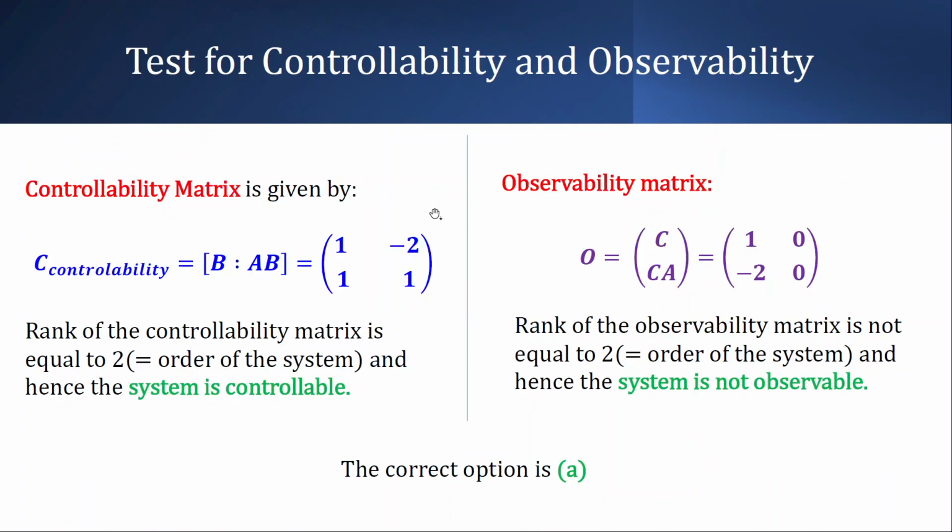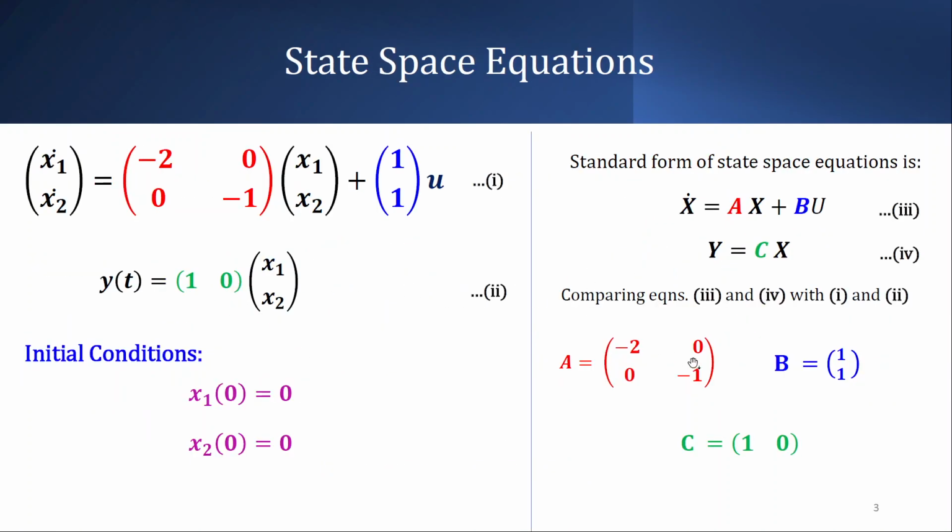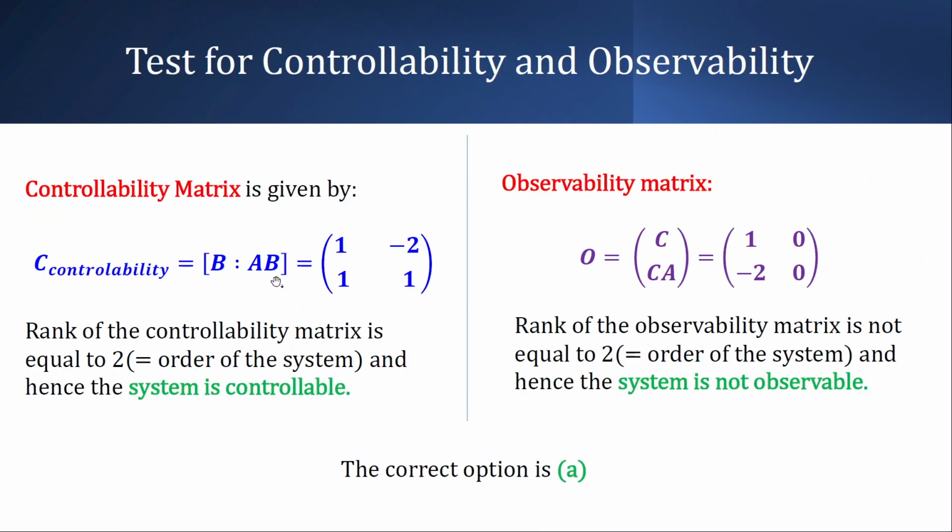To do the controllability test, we need to use the Kalman test, which is conventionally used. You need to find the controllability matrix, which has the elements B and AB as its two columns, as you can see on the screen. So the first column would be the B matrix. You have seen in the previous slide that the B matrix is a column matrix having elements 1 and 1. And AB, if you compute this, you are going to get a column matrix having elements minus 2 and 1.